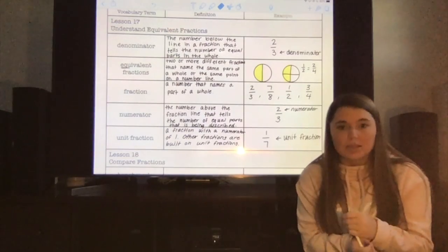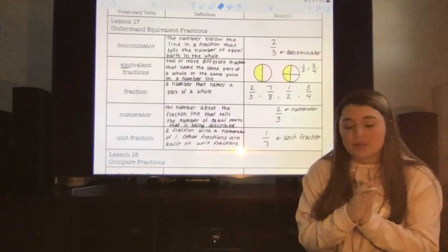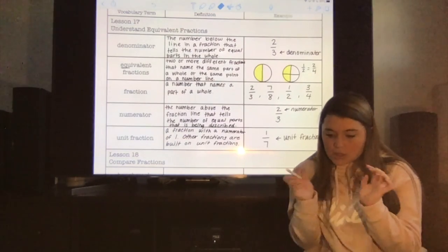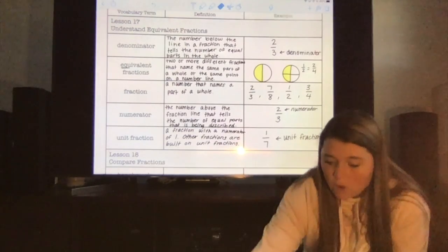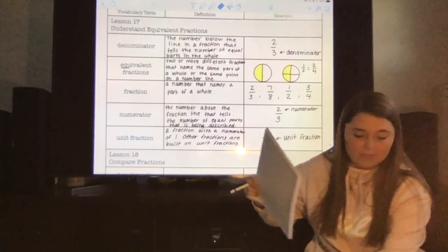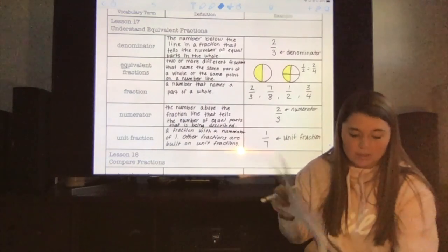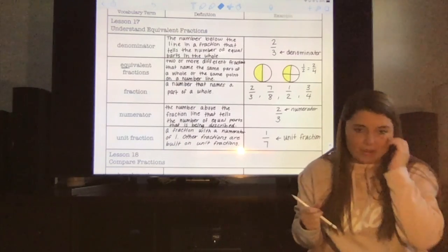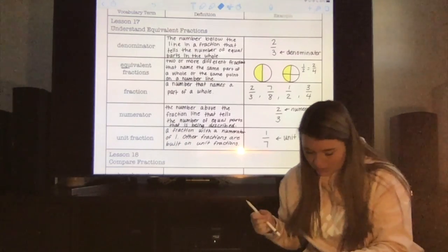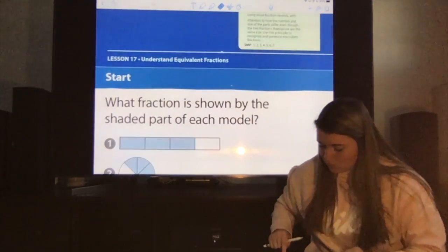On understanding equivalent fractions. So understanding that some fractions mean the same thing. All right, so now we're going to be moving on to our lesson. So open up the packet that I have given you. It looks just like our book. It'll be on page 367, which should be the top page on your packet. And we are going to do lesson 17, session 1.